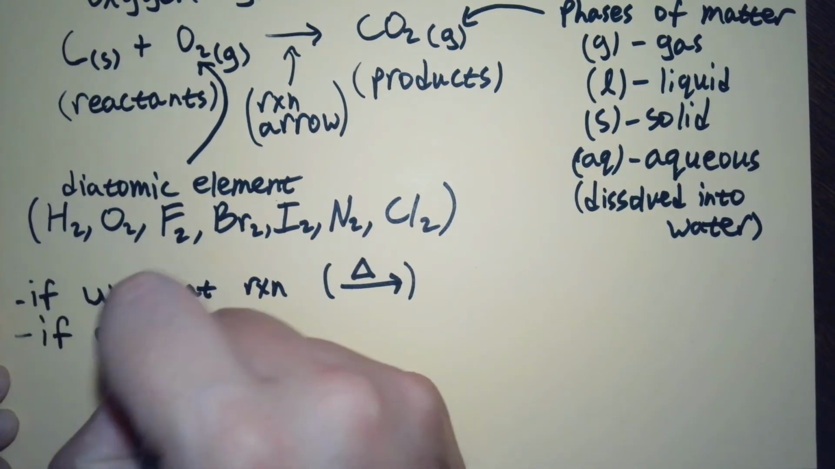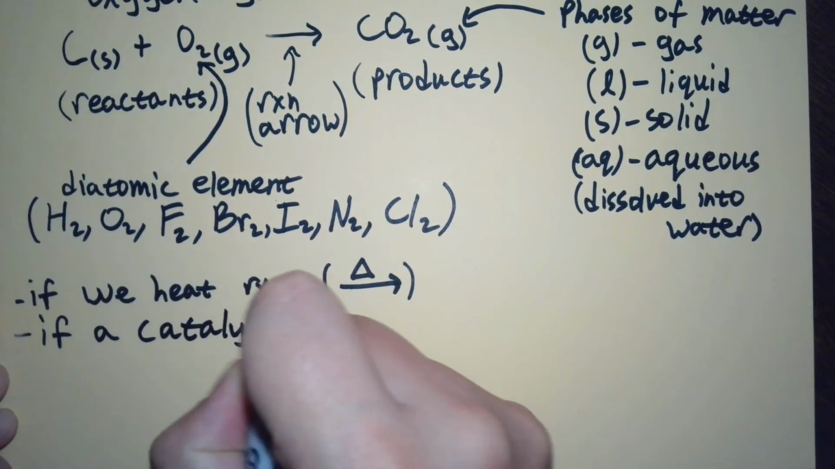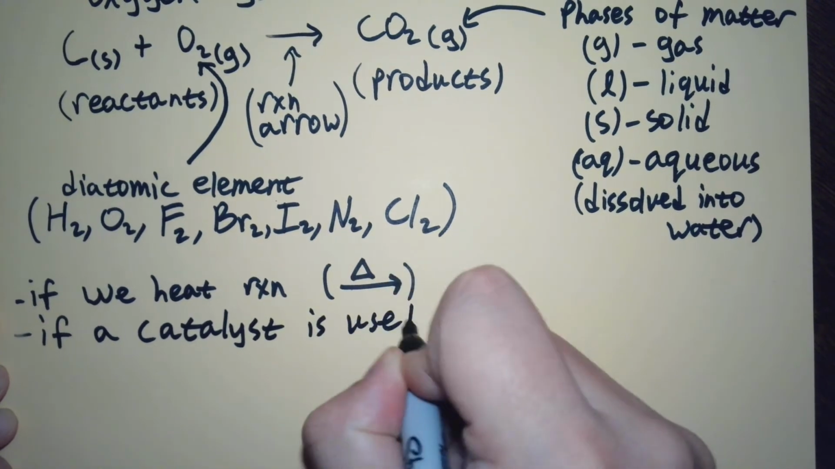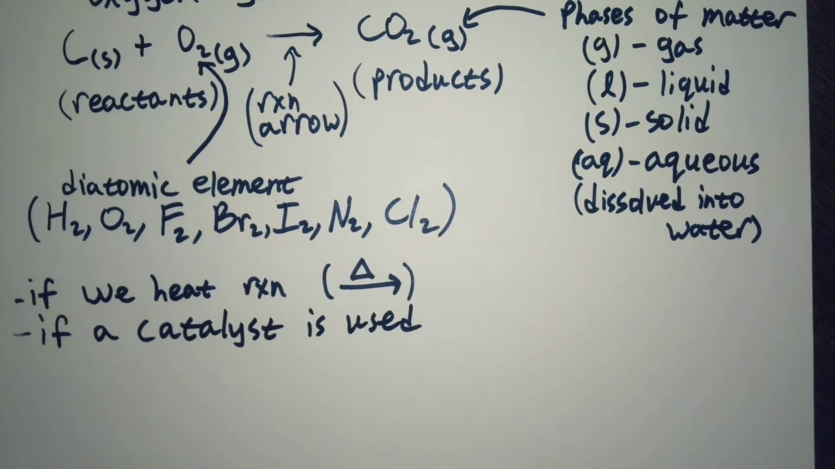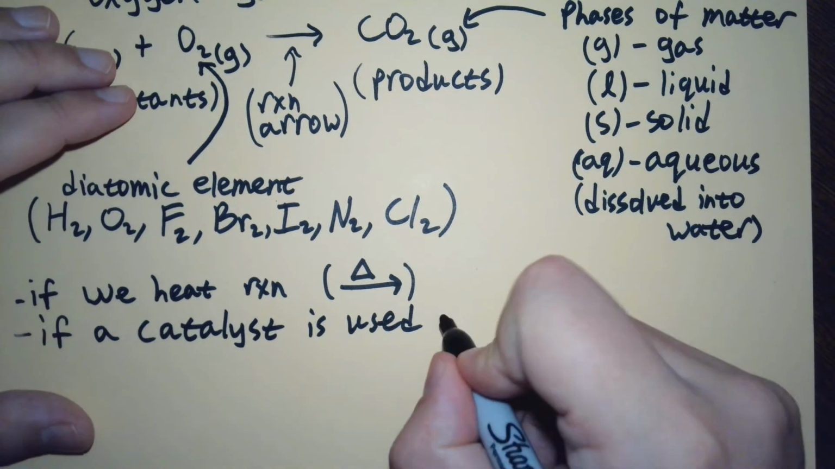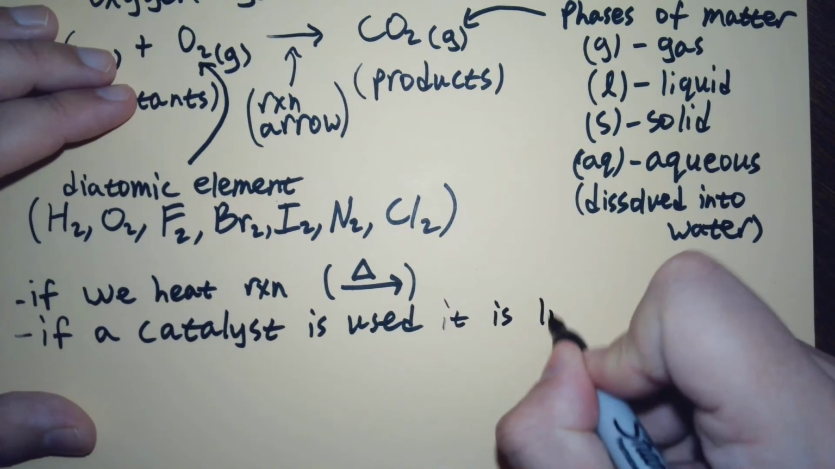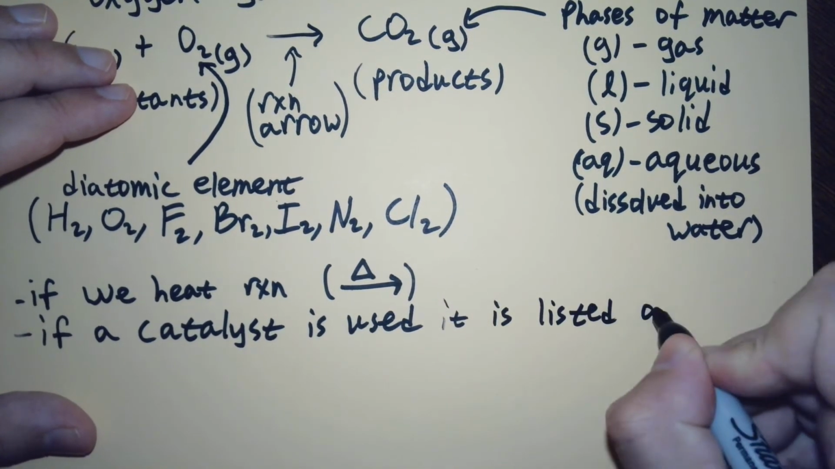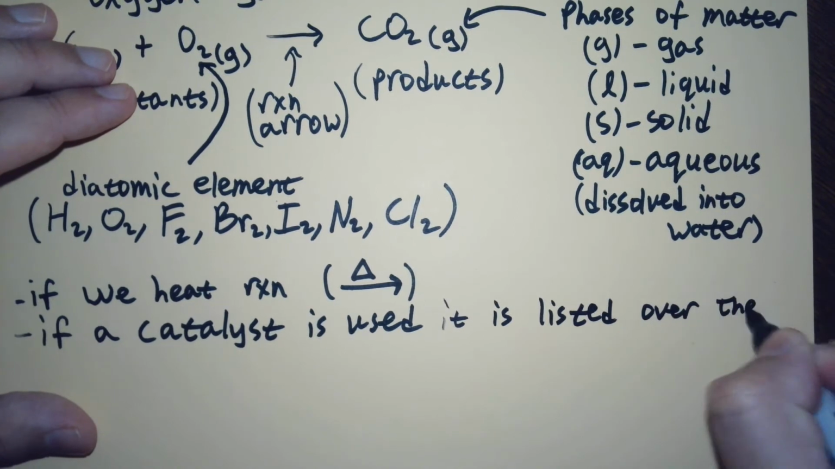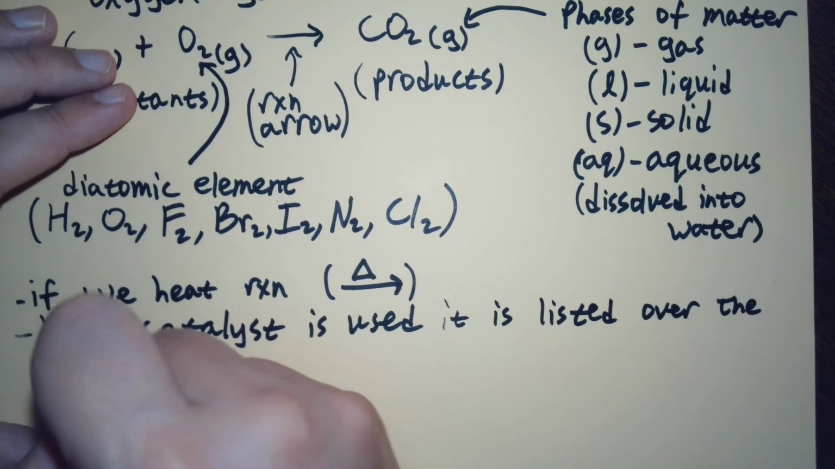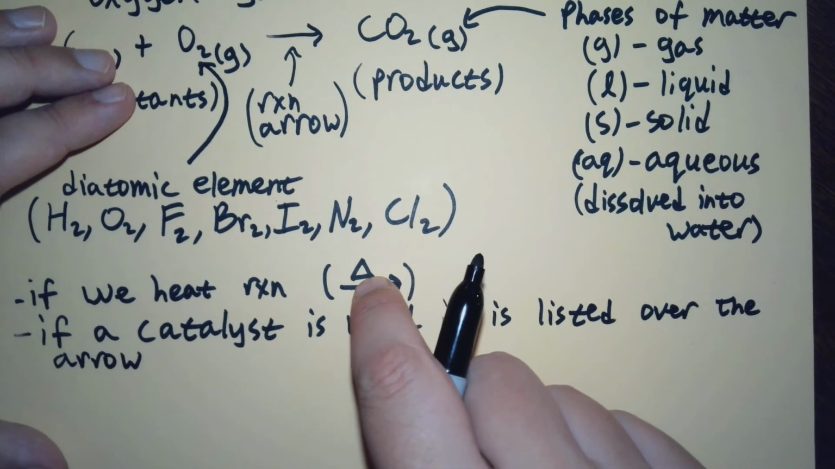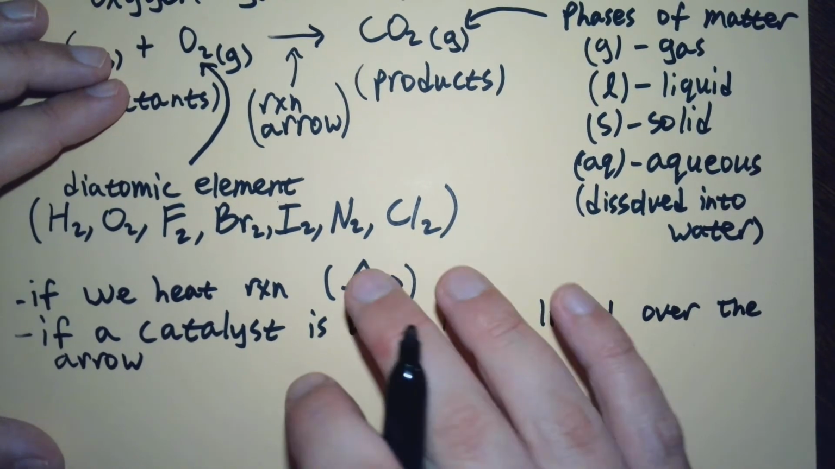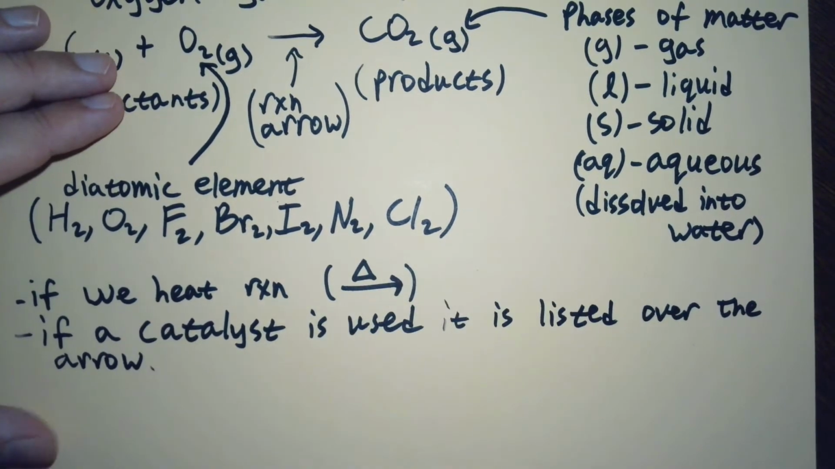If a catalyst is used, then we also write the catalyst over the arrow. So it is listed over the arrow. Or, sometimes, if you've got a delta that's already taken up real estate, sure, you can write it below. It's not too specific, honestly.